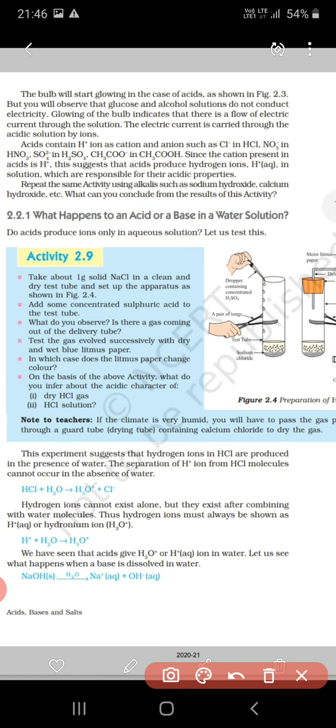See here, glowing of the bulb indicates that there is a flow of electric current through the solution. When we add HCl into the solution, it dissociates into H plus and Cl minus ions. Then the bulb is glowing, that is, there is conduction of electricity. Electric current is carried through the acid solution by the ions. इलेक्ट्रिक करंट कैसे कैरिड होता है? आयन से.